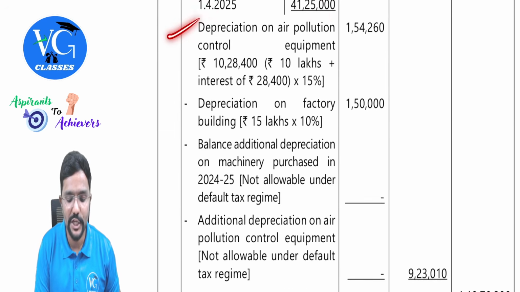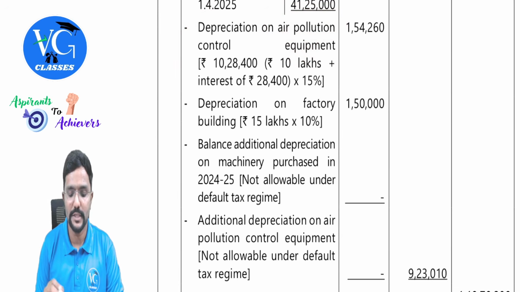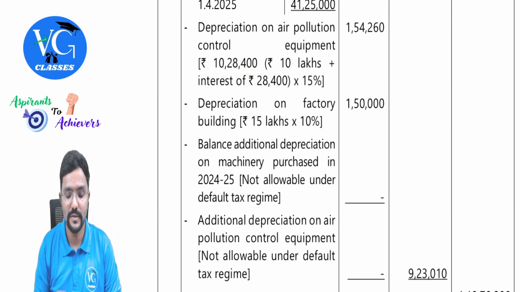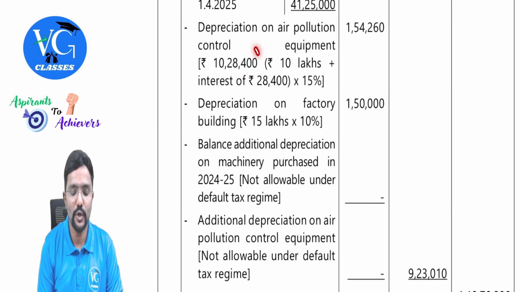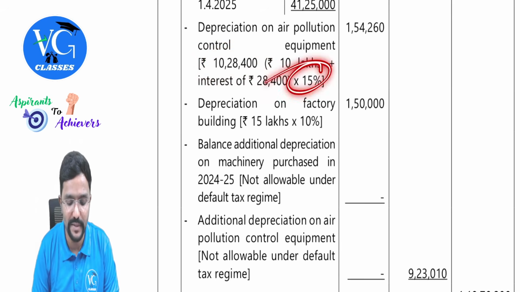Next, depreciation on air pollution control equipment. 10 lakh is the cost plus the interest part which we are capitalizing as per section 43 subsection 1. Add back that. Clear? We disallowed it earlier, no? Yes. So that one we need to add here. So the total cost of this asset comes to 10 lakh 28,400 on that 15%.